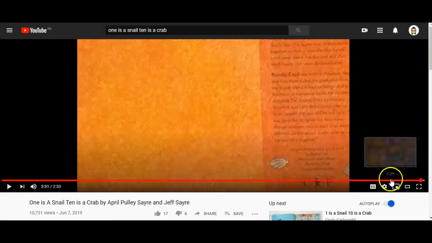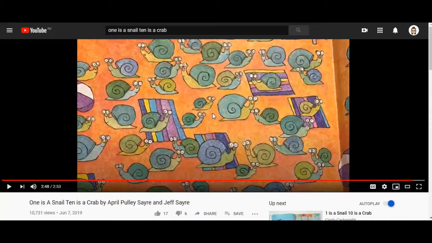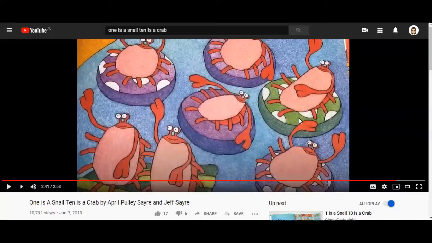Had some fantastic examples of multiplication. So you can see at the end they were looking at 100 and they had 100 snails. So if we say that a snail has got 1 foot, then 100 groups of one, 100 times 1 equals 100 feet. Or when they were looking at the 10 crabs, each crab has got 10 feet. So 10 groups of 10 feet equals 100 feet as well.